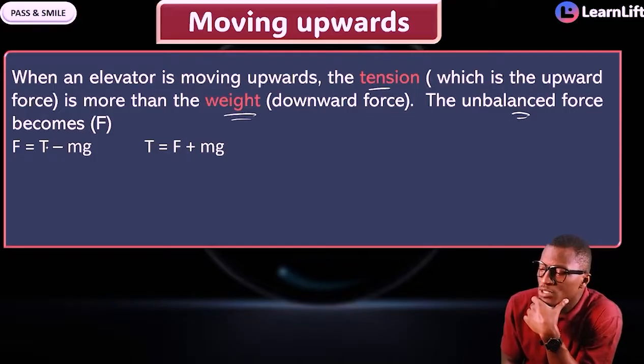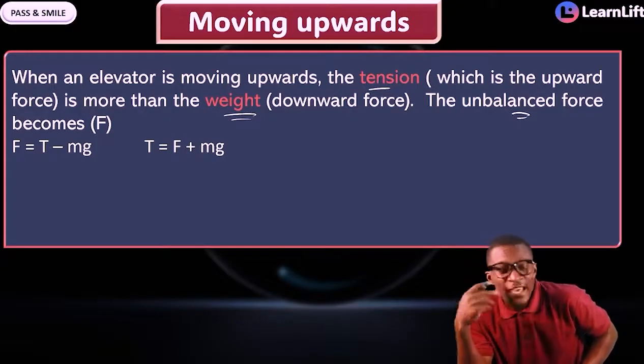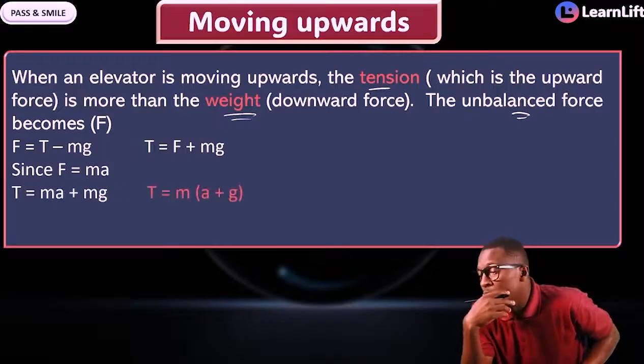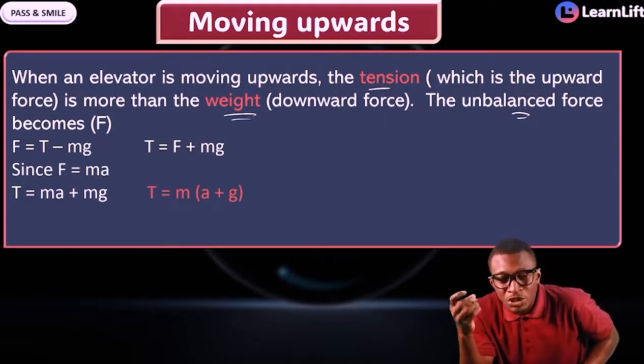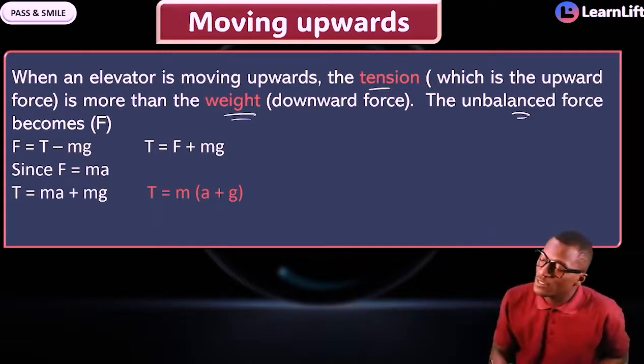From here now, if we make T the subject of the formula, it's going to be F equals T minus mg, where mg is the weight of the man, and F is the unbalanced force. Since F is equal to ma, it will give T is equal to ma plus mg. And since m is common, it's given as T equals m(a + g). This was the first thing we said.